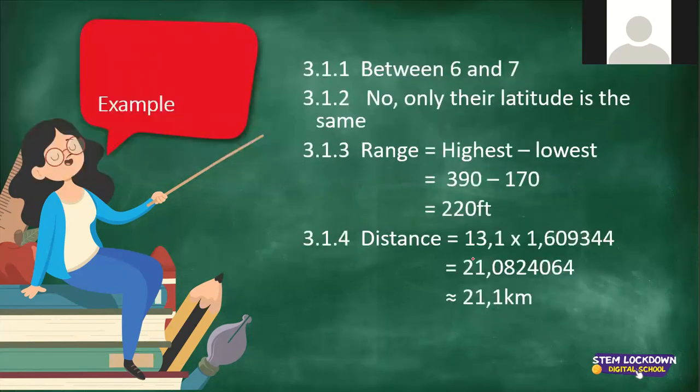13,1 times this figure. Remember, I need to write this figure in totality. All of these numbers must appear. So I get 21,082, which is approximately 21,1 kilometers. So this is what I was expecting from you.